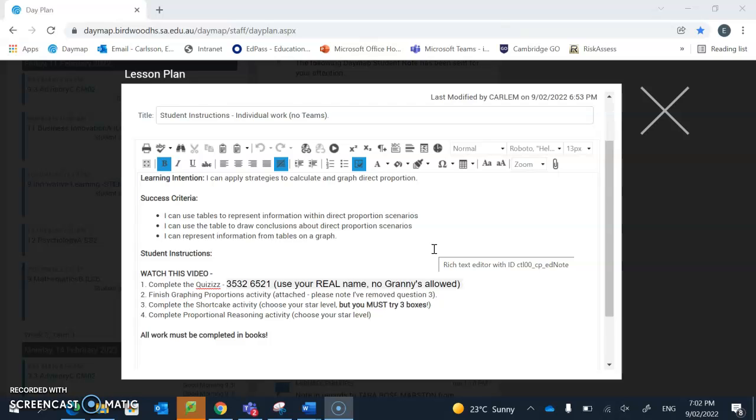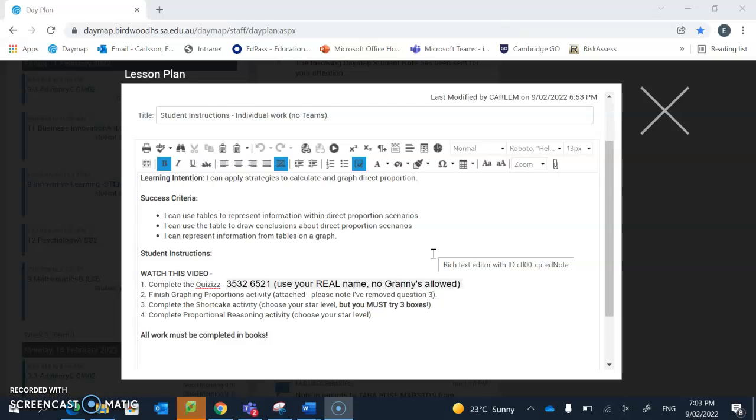Success criteria. I can use tables to represent information within direct proportion scenarios. That's about reading the question and putting the information in a table. Second success criteria. I can use the table to draw conclusions about direct proportion scenarios. That's asking you to read the table and make judgments on the scenario from that table. It sounds tricky. You do it naturally anyway.